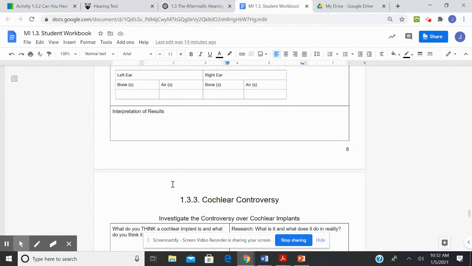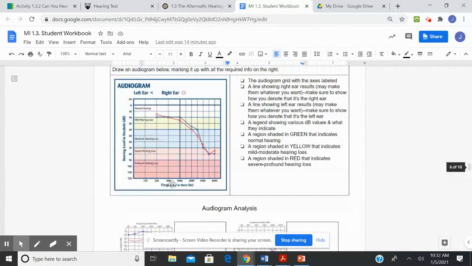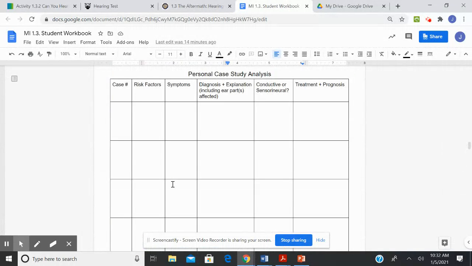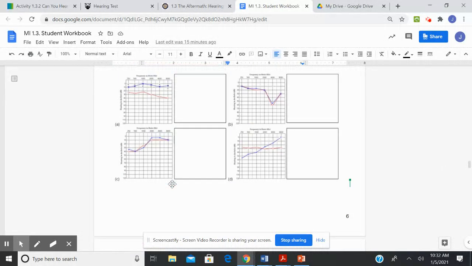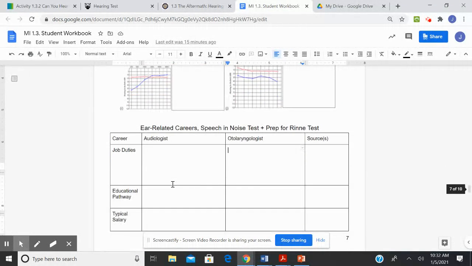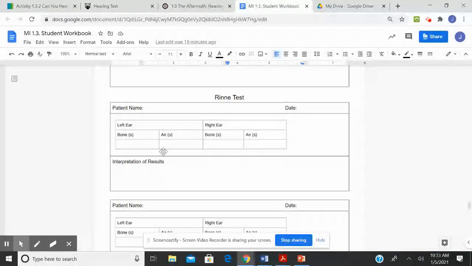So once again, when you're at home, do the audiogram matching. Okay, make sure you've done your patient case study analysis and finished everything before this, and audiogram analysis, and then careers and that speech and noise test, and then we'll start 1.4 when you're here. So thank you. Once again, this whole packet is not due until Monday, so you have time to catch up on things. All right, thanks, and I'll see you in class.